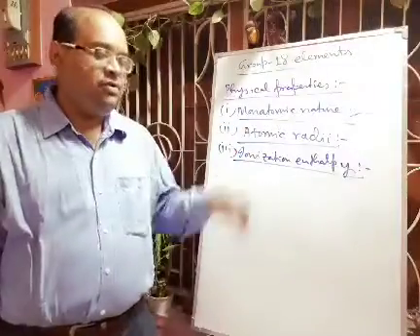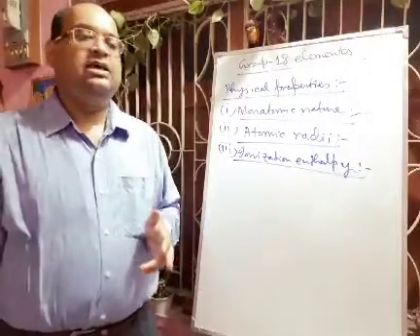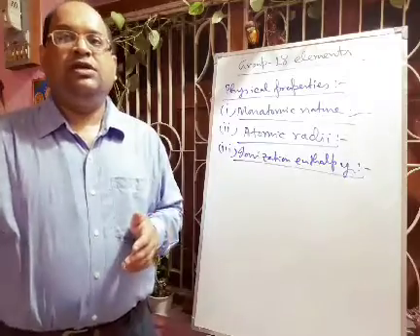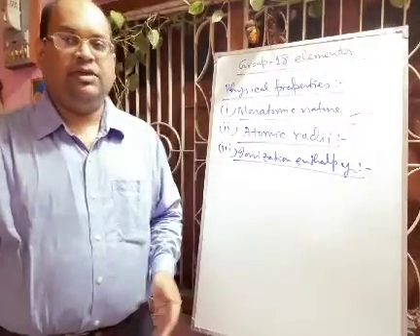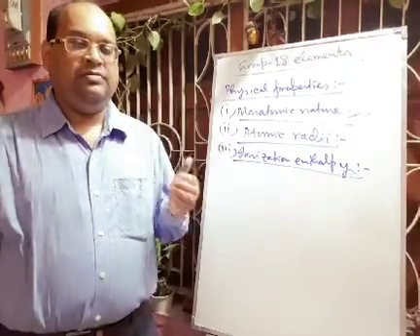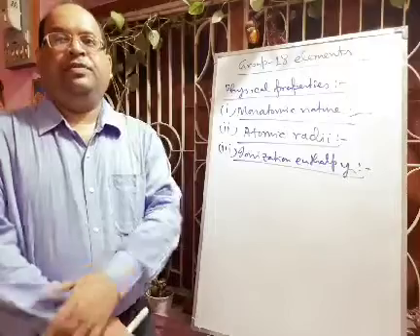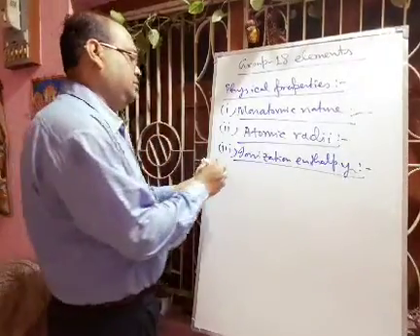And whenever you are going down in a group, definitely the size increases and the distance of the last electron from the nucleus increases, so their ionization enthalpy will decrease whenever you are going down the group. That means from helium to neon, argon, krypton, xenon, radon in this way. Next we will discuss the electron affinity or electron gain enthalpy.